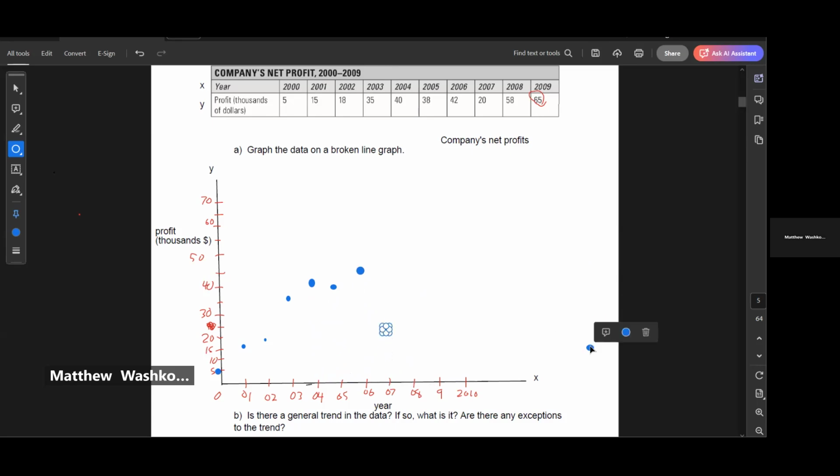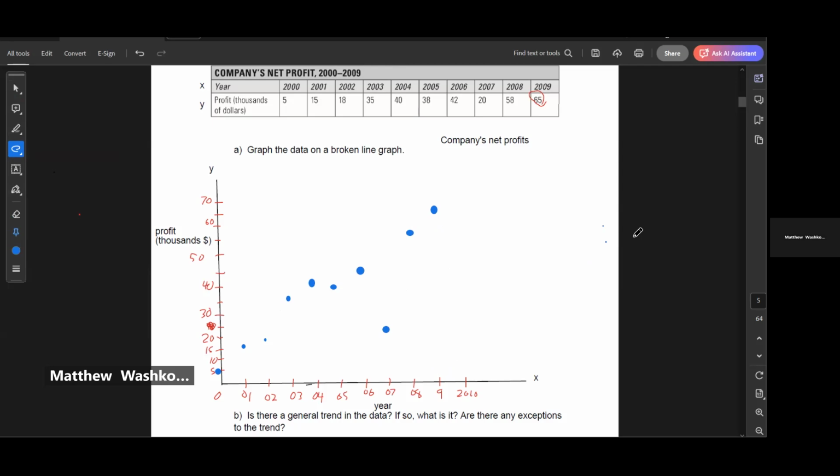And so all I do is I just fill in all my points. 2008 was 58. And then 2009 was, of course, 65. Okay. So I now have a nice little chart here.